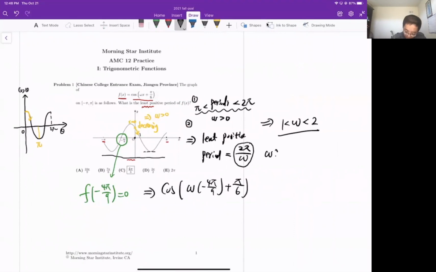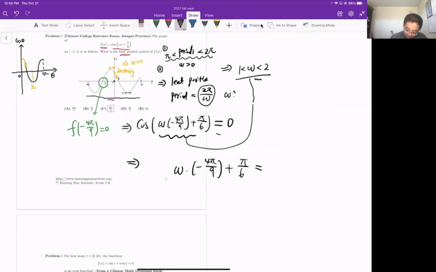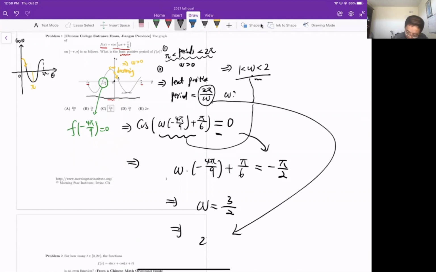So based on that, and we know this one equals 0, we combine this information. Because omega is between 1 and 2, and this is cosine equal to 0, this one can only be -π/2, and from here we can quickly solve omega equals 3/2. Therefore the least positive period 2π over omega is 4π/3.